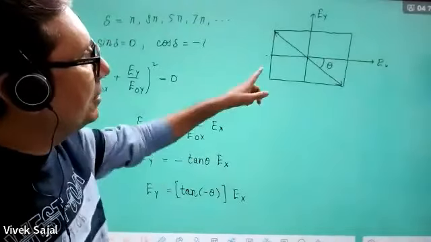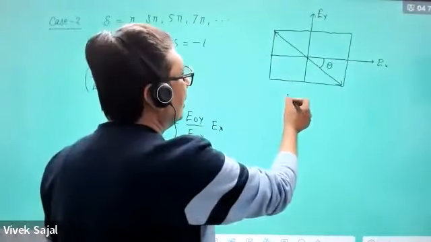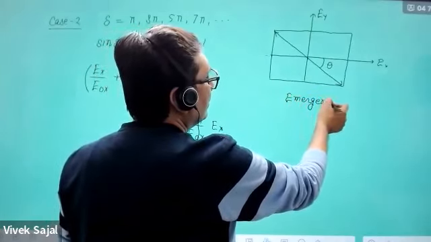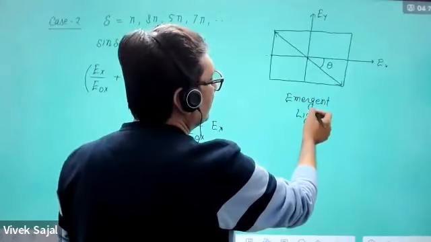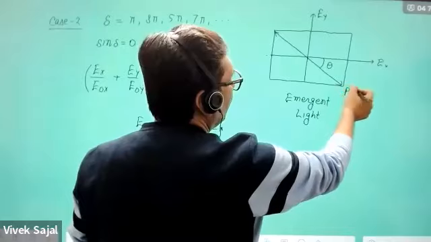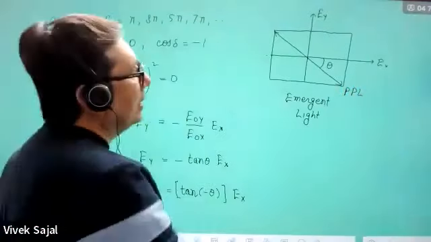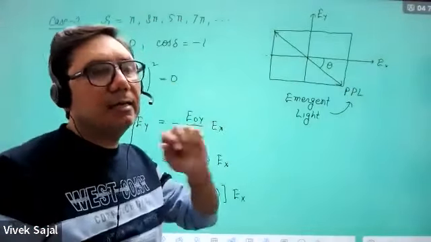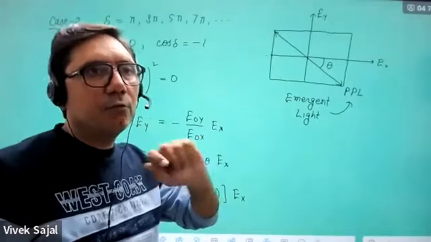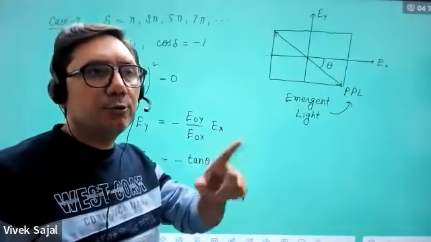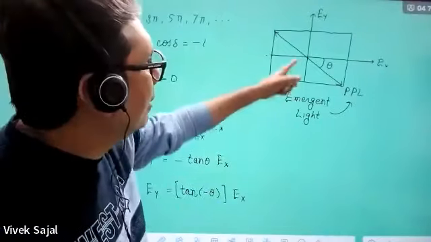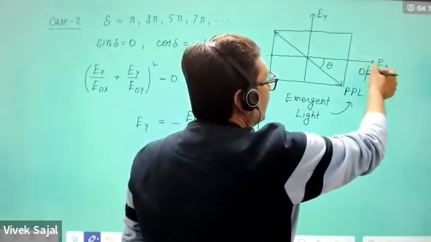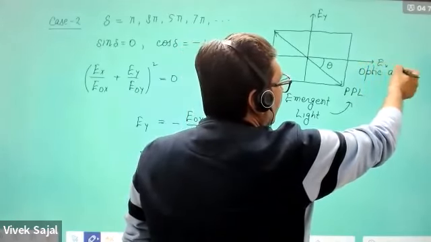So here, what is happening? This is emergent light, and this is PPL, plane polarized light. So in this case also, emergent light is plane polarized light. But if you look here, its plane of vibration is rotated by an angle of 2 theta around the optic axis. This is the direction of the optic axis. Remember this.